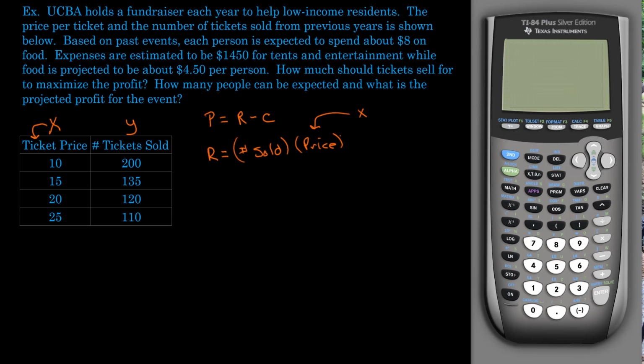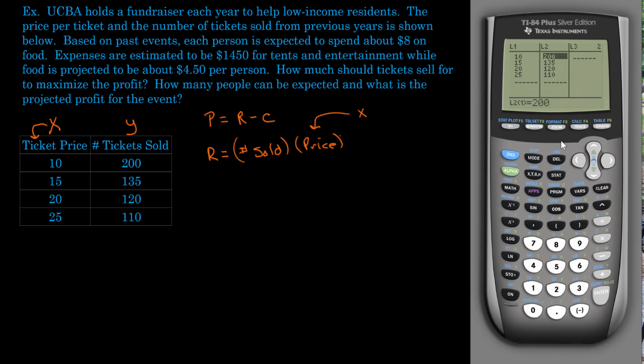The data that we have is something that we're going to want to enter into the calculator. To do that, you press Stat, then you go to Edit. Once you're at Edit, in List 1, enter the various ticket prices, the 10, the 15, 20, 25. Then in List 2, we're going to put the number of tickets sold.